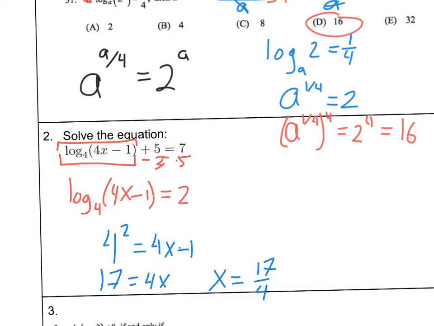We should check to make sure that this works. Sometimes log equations end up with things that don't actually work. So 4 times 17 over 4 is 17. 17 minus 1 is 16. Log base 4 of 16 is 2. 2 plus 5 is 7. Woohoo!